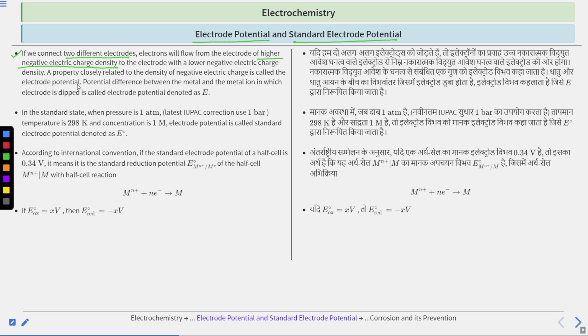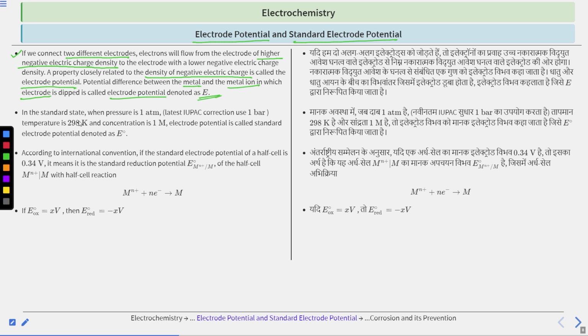So if we have two different electrodes and we connect them, the electron flow will start, and it will flow in the direction from higher negative electric charge density to lower electric charge density. A property closely related to the density of negative electric charge is called electrode potential. Potential difference between the metal and the metal ion in which the electrode is dipped is called electrode potential, denoted as capital E.